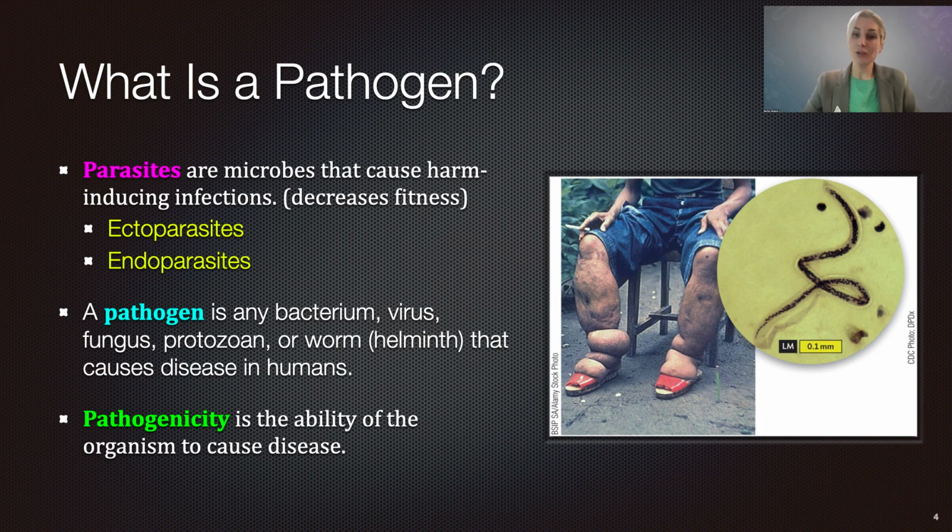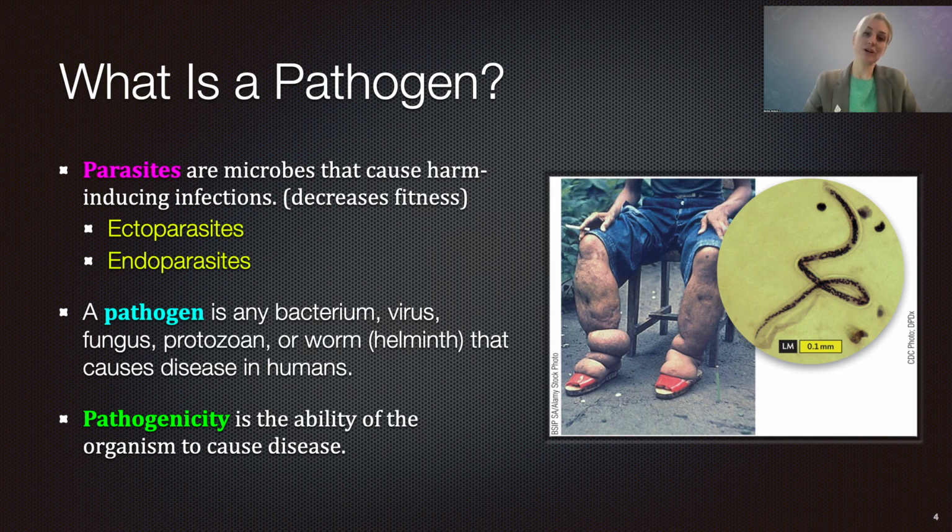Okay. When we're looking at pathogens, pathogens come in a wide range of sizes. We even have parasites that are pathogens. We have some that are ectoparasites and some that are endoparasites. So ecto outside, endo within. These pathogens can cause disease in humans and in animals. And we'll look at their pathogenicity, their ability to cause disease.